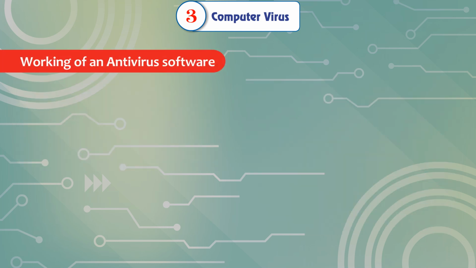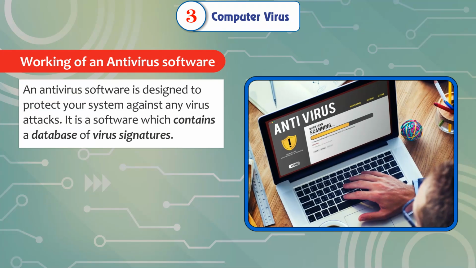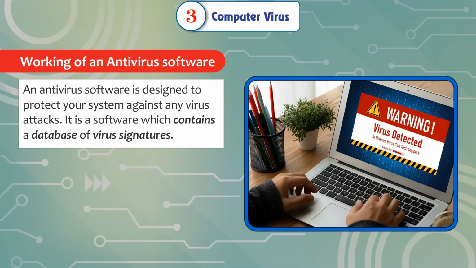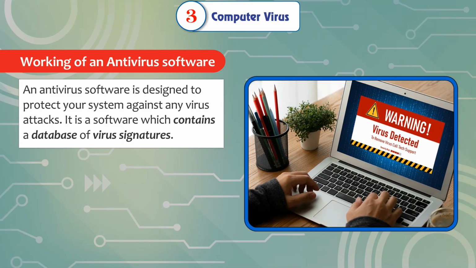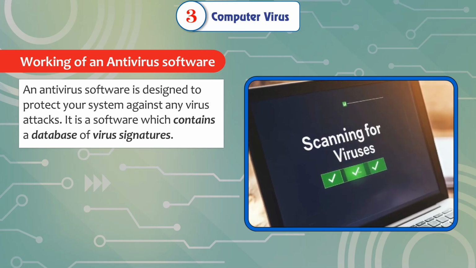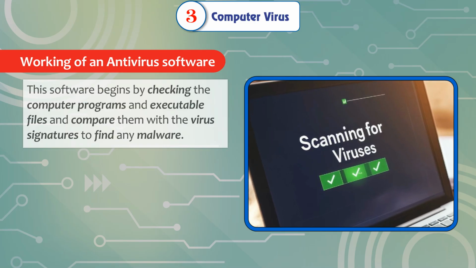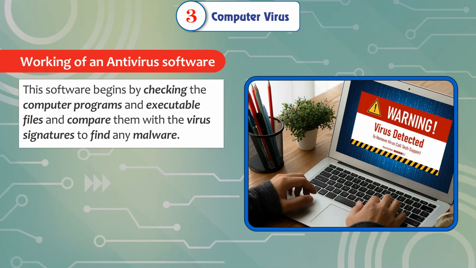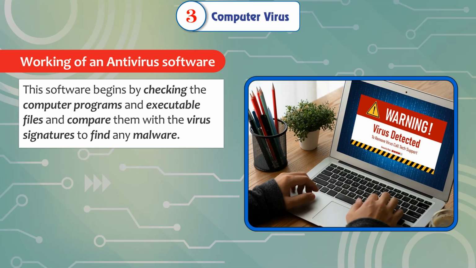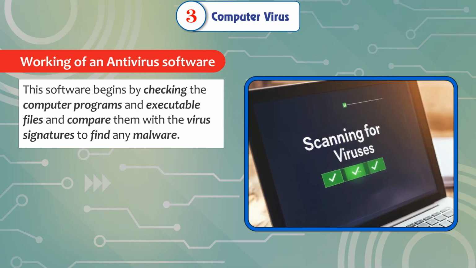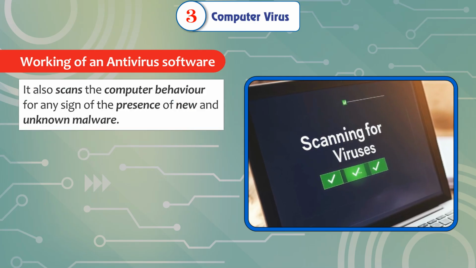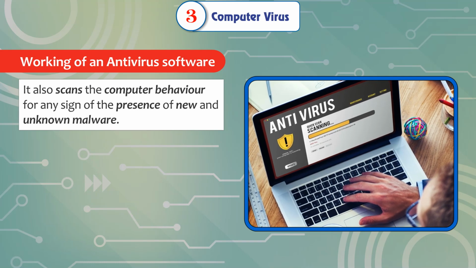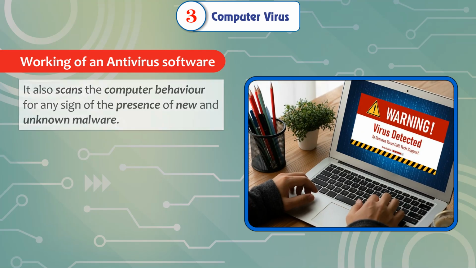Working of an antivirus software. An antivirus software is designed to protect your system against any virus attacks. It is a software which contains a database of virus signatures. This software begins by checking the computer programs and executable files and comparing them with the virus signatures to find any malware. It also scans the computer behavior for any sign of the presence of new and unknown malware.